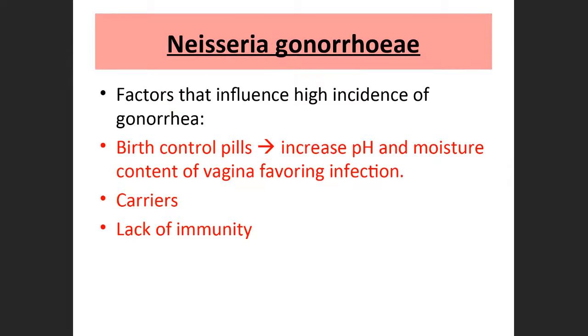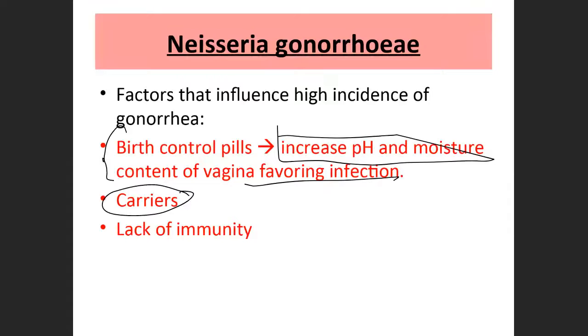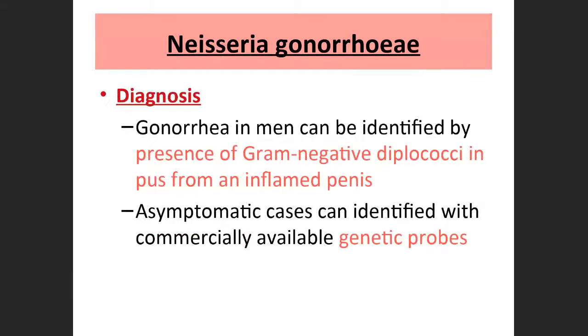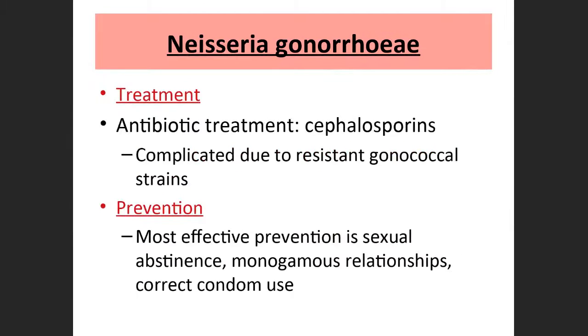Factors that influence high incidence of gonorrhea: birth control pills increase the pH of the genitourinary tract, making it more favorable for infections. So that's something to be aware of. Asymptomatic carriers, lack of immunity, so immunocompromised patients. Gonorrhea in men can be identified by examining the discharge. There are also genetic probes that allow us to identify the organism, just like we saw in lab report 8, I think it was, no, or 9, with Neisseria meningitidis.